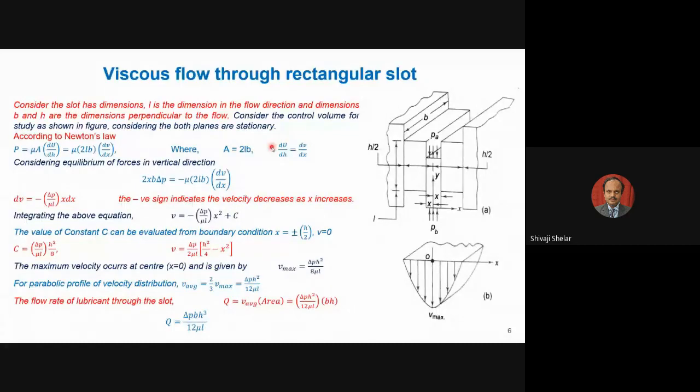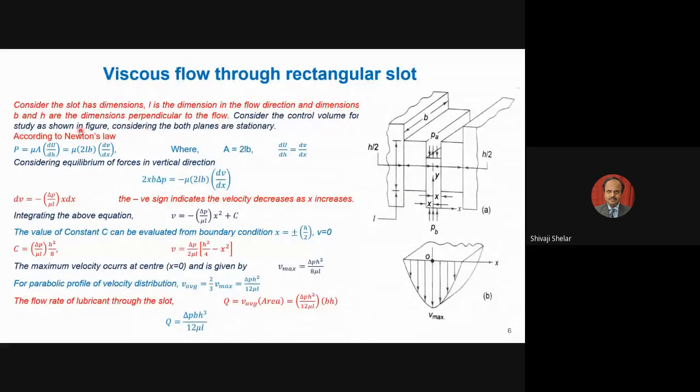We need to understand the flow of liquid, especially lubricant liquid, through a very, very small restricted passage. What we are considering here is two plates. This is one plate, another plate is here, and we are considering a control volume of liquid flowing between them. We have taken a rectangular volume, flowing in the downward direction. Let's assume the flow of the fluid is in this direction. We consider a slot having dimensions here. L is the dimension in the flow direction, the length of the control volume.